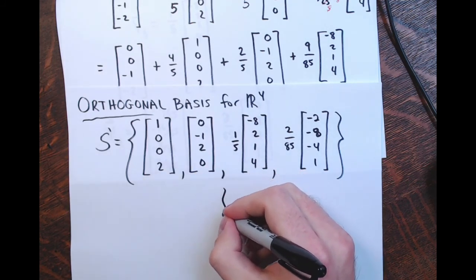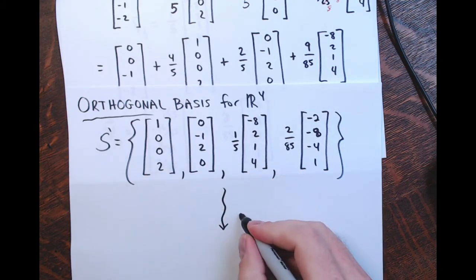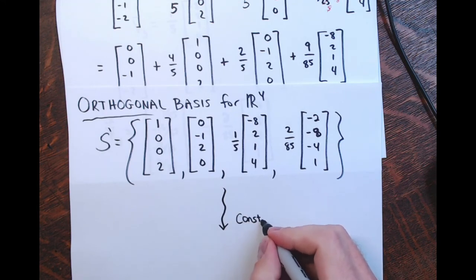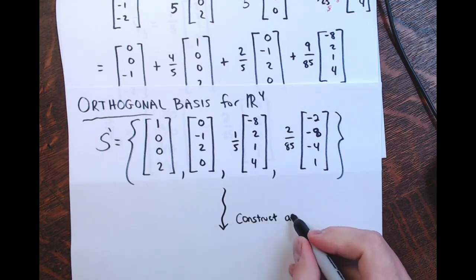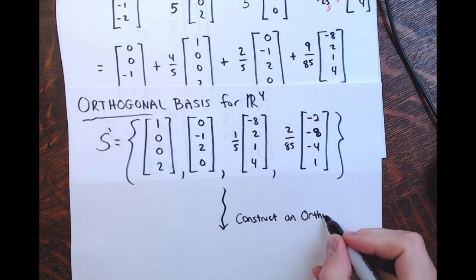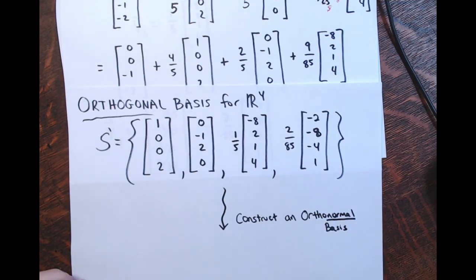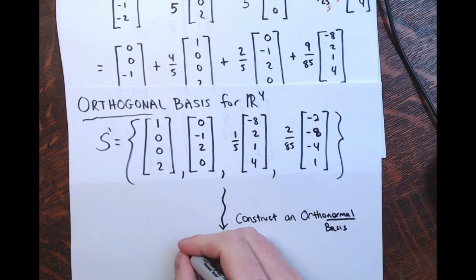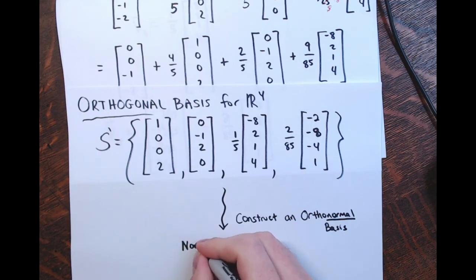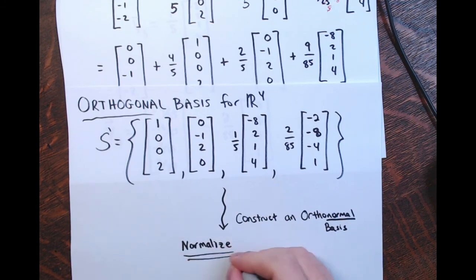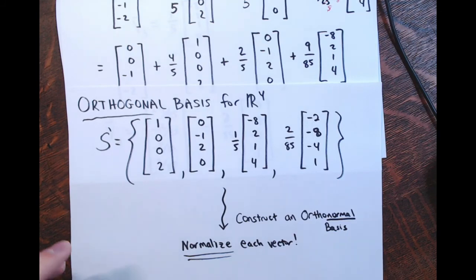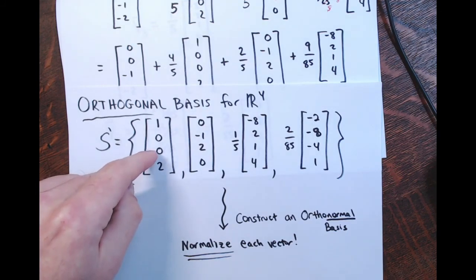Now, if you wanted to take this and construct an orthonormal basis, if they said to construct an orthonormal basis, well, just normalize each vector. Once you have an orthogonal basis, just normalize each vector, right? So I'm not doing that. That would take too long. But I find the norm of this vector.